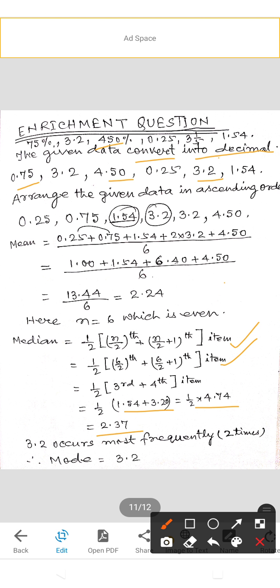3.2 occurs most frequently, that is 2 times. Therefore the mode equals 3.2.